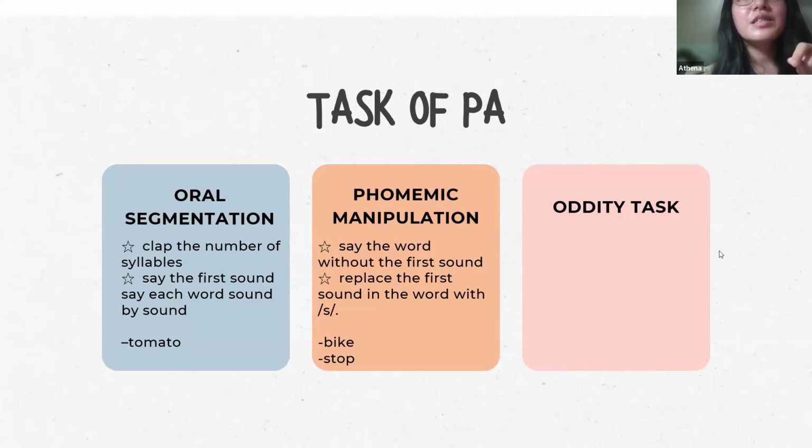And the last one is the oddity task. I think you know this. The oddity task is to pick the one with a different onset or different rhyme. So like fan, leaf, and fish, they have to circle leaf, something like that. So that's the oddity task. Those are tasks maybe a lot of you are familiar with.